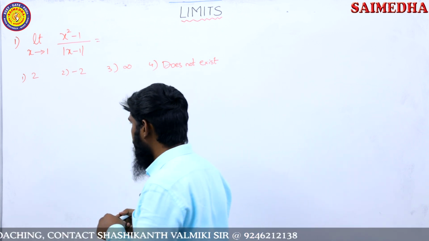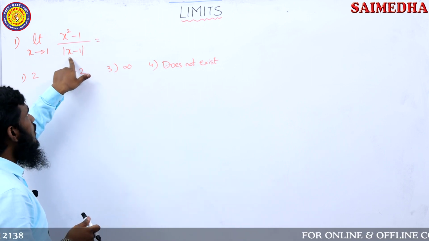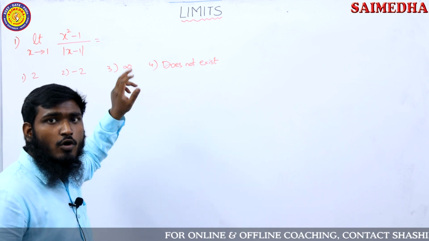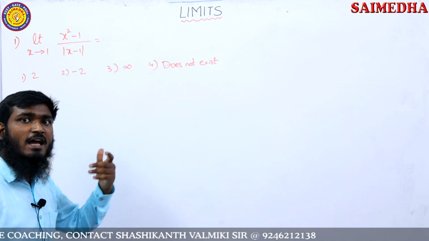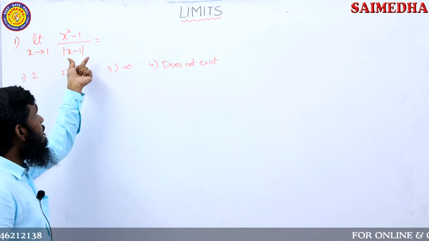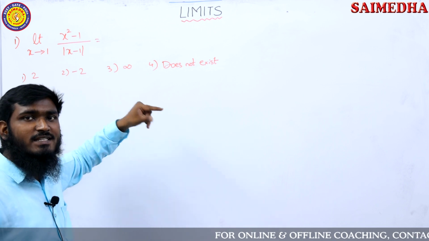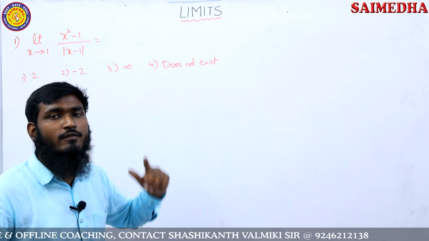So what is the first question? Limit x tends to 1, x square minus 1 divided by mod x minus 1 is given. Whenever we have the modulus function, we will have some conditions according to that modulus function. Is it clear? If you have any conditions, any change in the question, what we have to do is apply the condition of the limit.